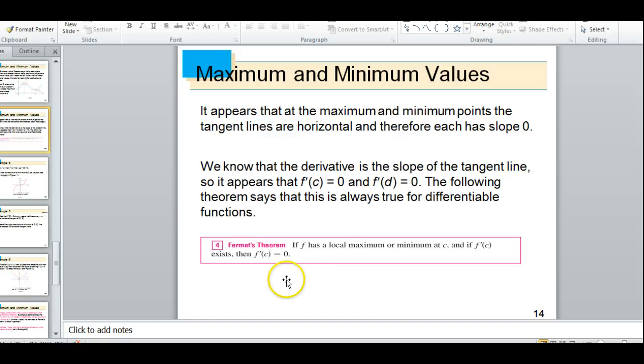So let's read Fermat's theorem. It says f has a local maximum or minimum at c, and if the derivative of f exists at c, then the derivative is 0. So notice how the theorem just says if there is a maximum or minimum, and the derivative exists, then the derivative is 0. It doesn't work the other way around. It doesn't mean that whenever you have the derivative equals 0, you're talking about a maximum or a minimum, because that's not true. The converse of this theorem is not true. It only goes one way.